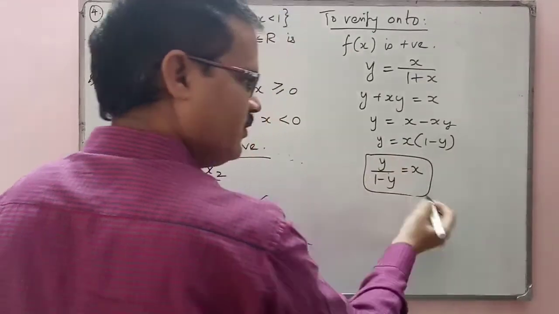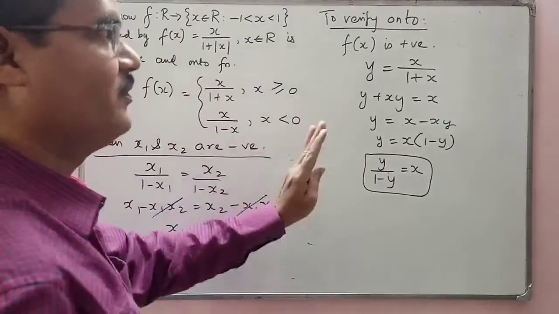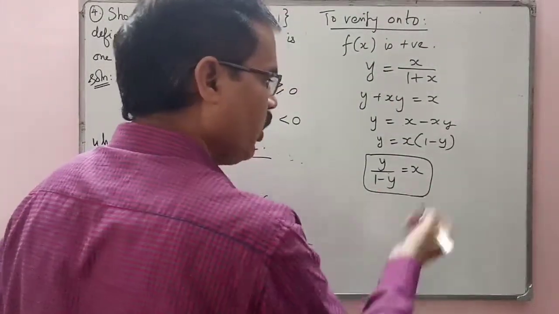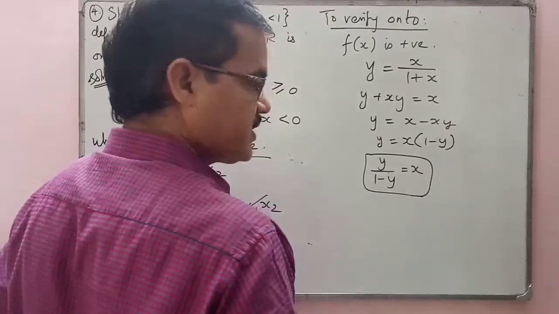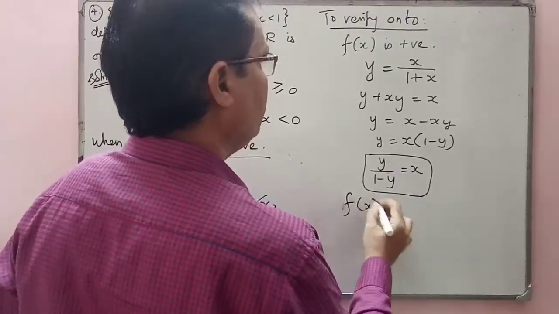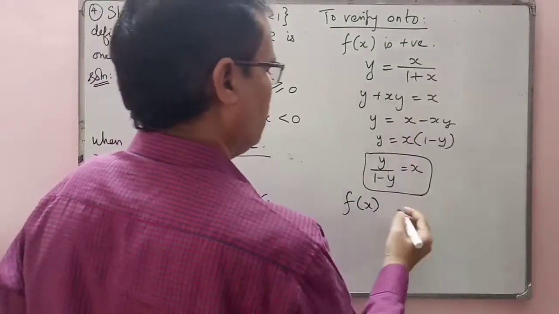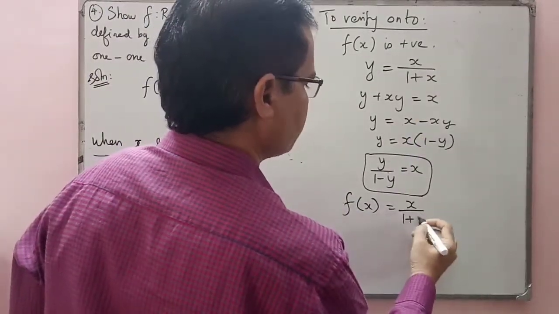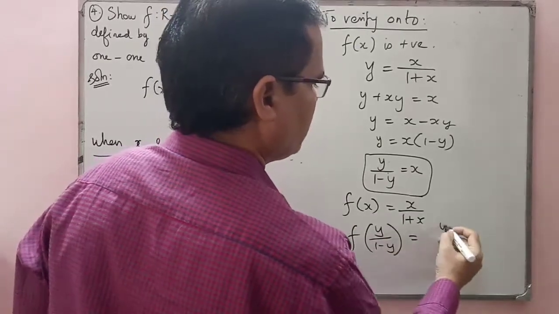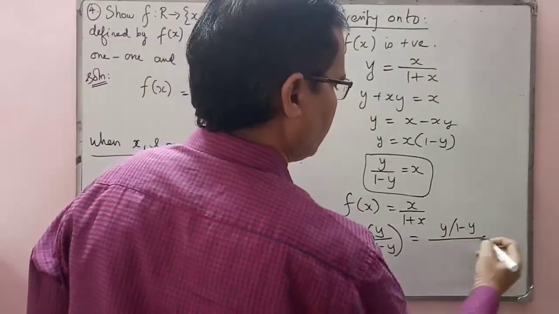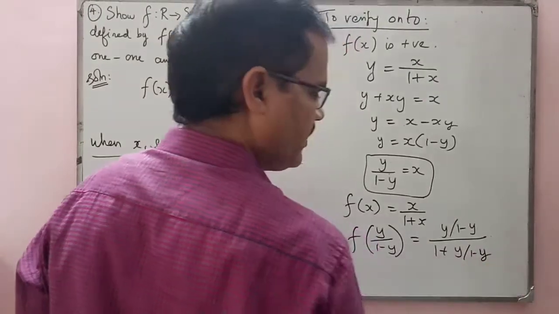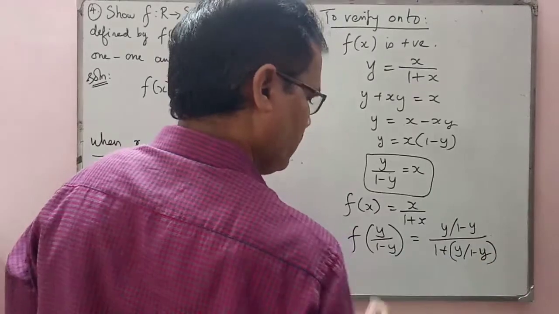We know this is the inverse, if y is greater than 0 and f of x is positive. Now how to prove that? Again, you have to substitute in f of x. What is f of x actually? x by 1 plus x. In this you need to substitute x as y by 1 minus y. Now tell me, y by 1 minus y divided by 1 plus y by 1 minus y. Simplify this. Now what will you get when you simplify?